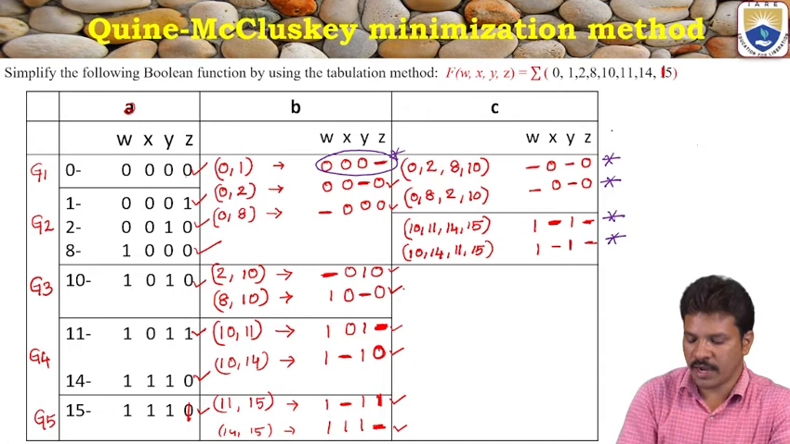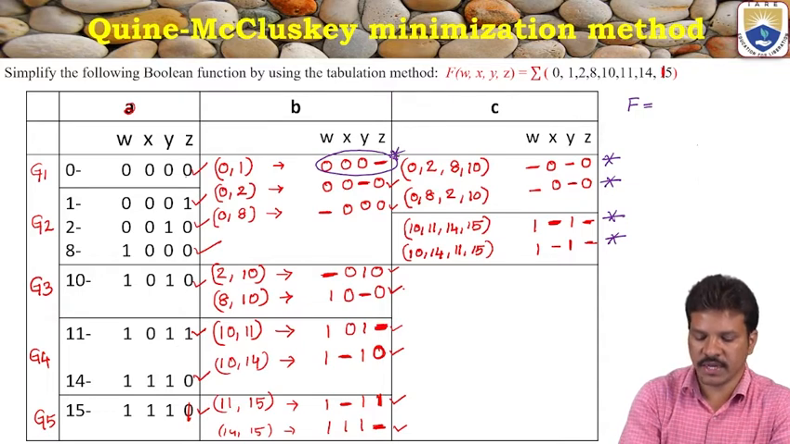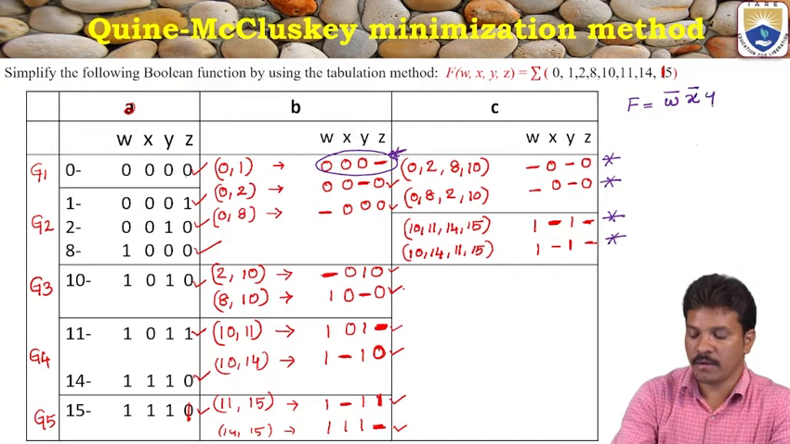So what is the final Boolean function or final prime implicants? F is equal to, first we take this one: 000 dash means W bar, X bar, Y bar.